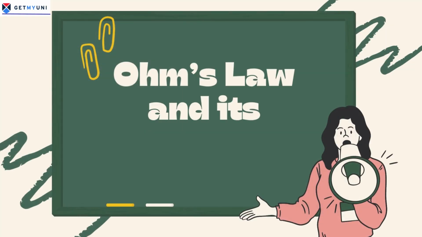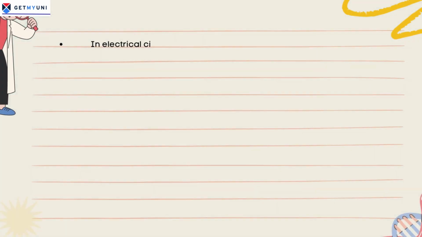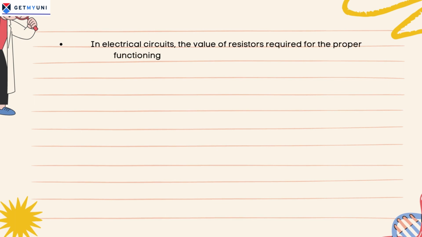There are various uses and applications of Ohm's law. Following are some examples of how Ohm's law is used. In electrical circuits, the value of resistors required for the proper functioning of the circuit is derived by using Ohm's law. Most of the branches that use electrical use Ohm's law. It is inapplicable to semiconductors.